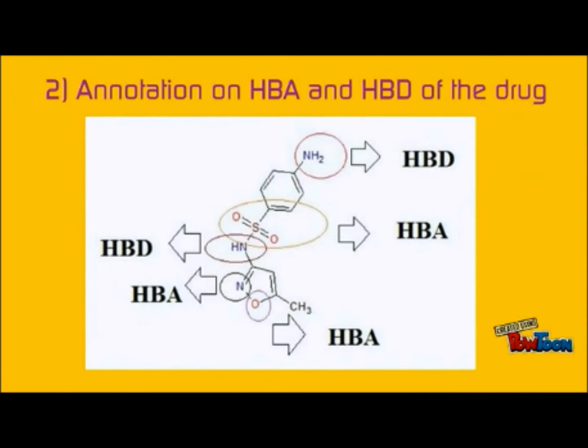For your information, HBD is hydrogen bond donors and HBA is hydrogen bond acceptors. As you can see in the picture, there are two HBD present in the molecule. Both are amine groups which are bonded to the benzene ring and oxazole ring. There are three HBA, which are the oxygen and nitrogen atoms in the oxazole ring and the sulfonyl group.